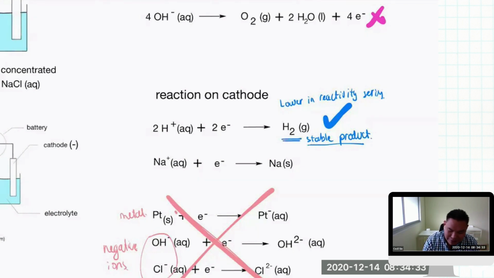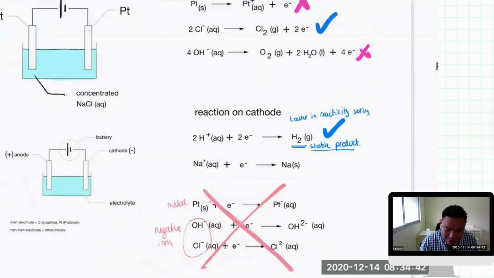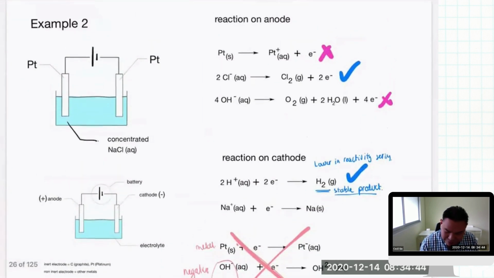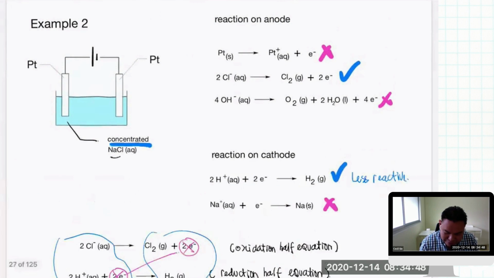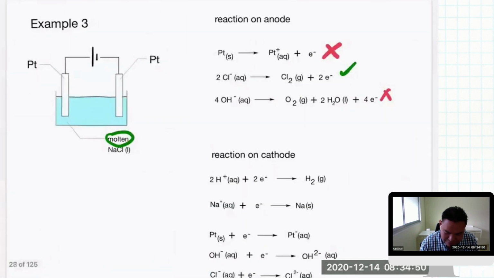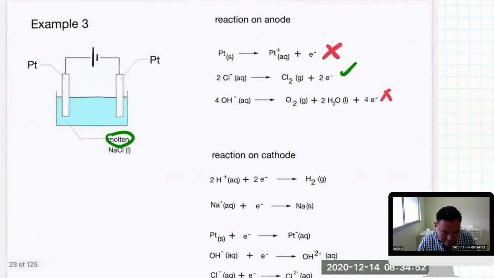In this case, H2 is a more stable product because it's lower in reactivity series. Then that is example 2. So we choose the same reaction, which is H2. How about example 3?